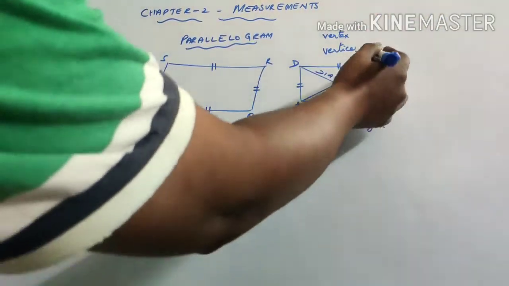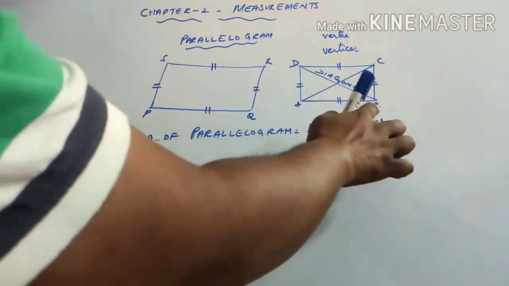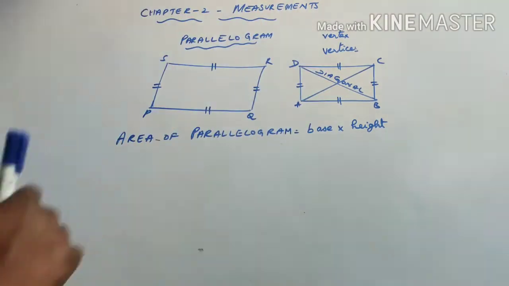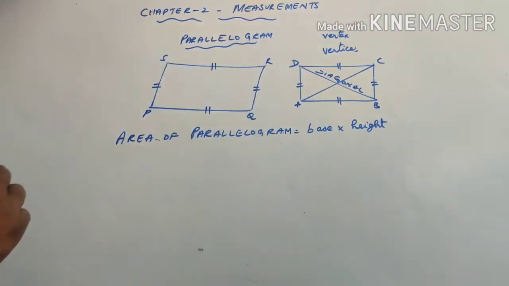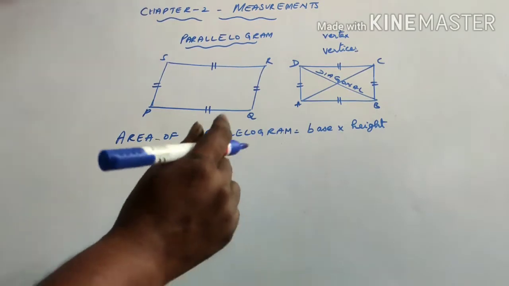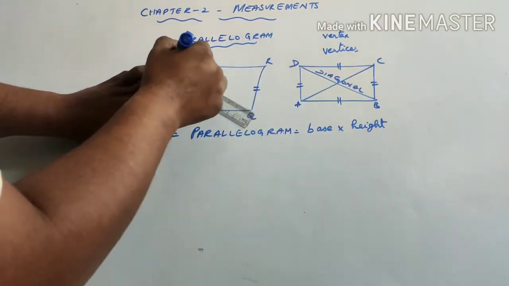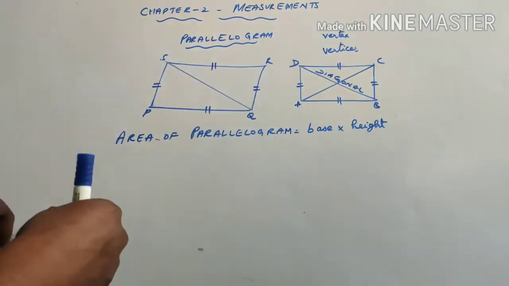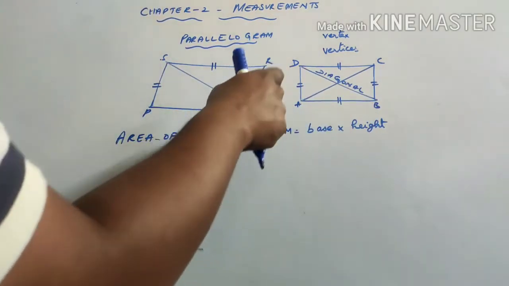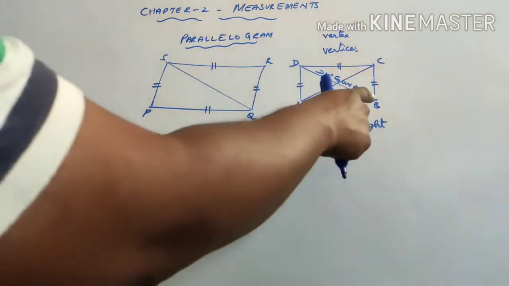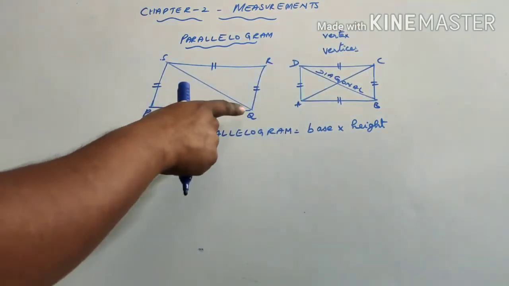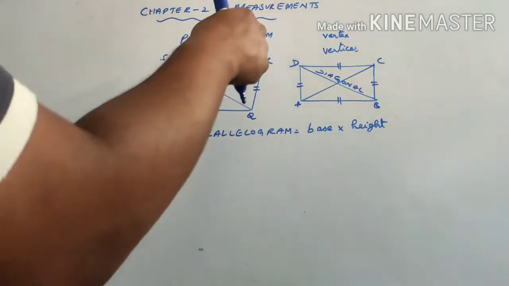Okay, this is one diagonal, two diagonals will be there, and diagonals will be equal in rectangle, whereas in parallelogram the diagonals are not equal. So this is one diagonal, SQ is one diagonal, and here what is the diagonal name? BD, AC. The name of the diagonal is BD and AC. Here the name of the diagonal is SQ and PR.